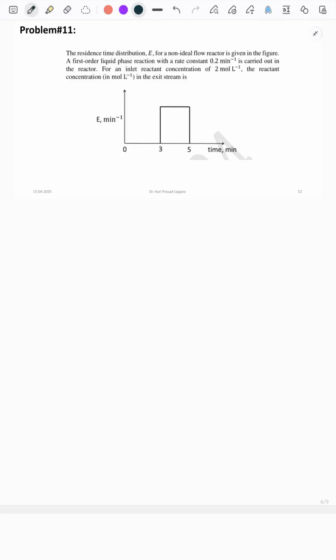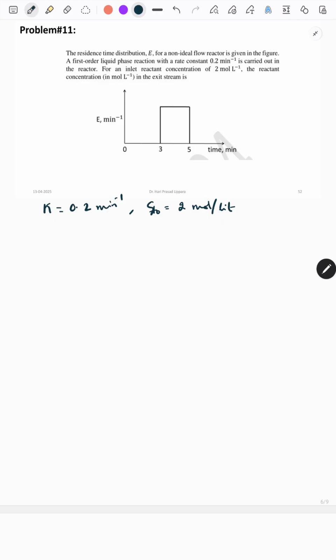So this question is related to non-ideal reactors. In this question, the exit distribution of the non-ideal flow reactors is given in the figure. The E curve representation is given, and a first order liquid phase reaction with rate constant k. This is given data. k is 0.2 minute inverse. It is carried out in the reactor, and the inlet concentration Ca0 is given as 2 mole per liter.